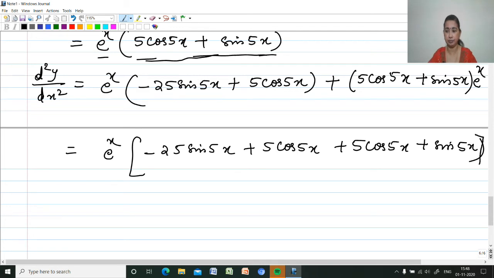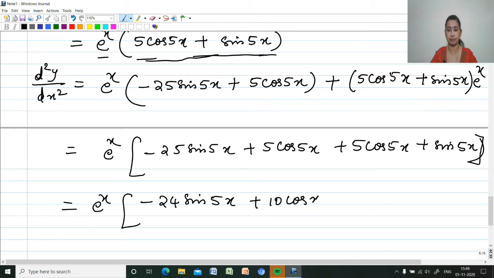Simplifying, adding the like terms, minus 25 sine 5x plus sine 5x. So that is minus 24 sine 5x. Then 5 cos 5x plus 5 cos 5x is 10 cos 5x.